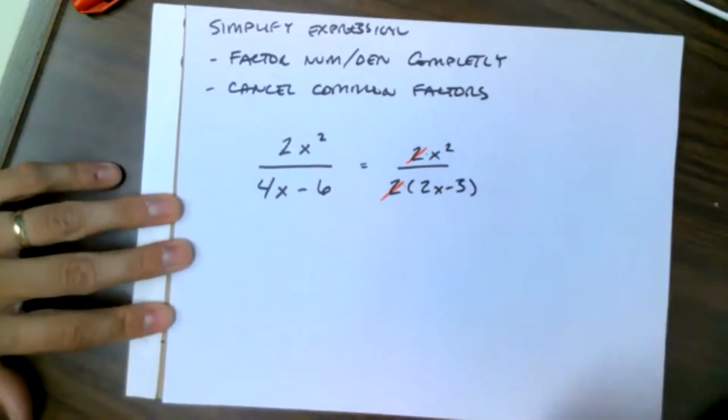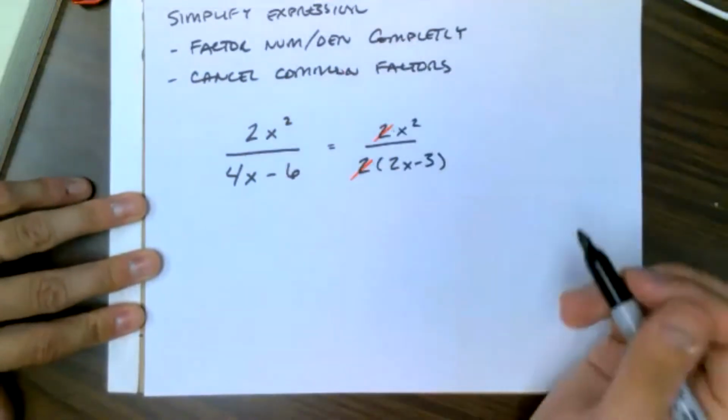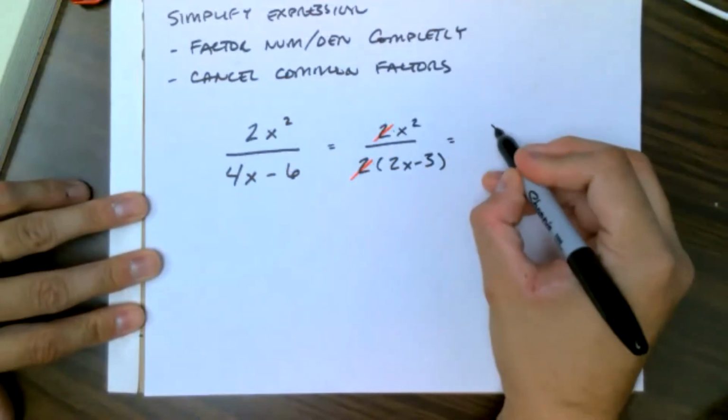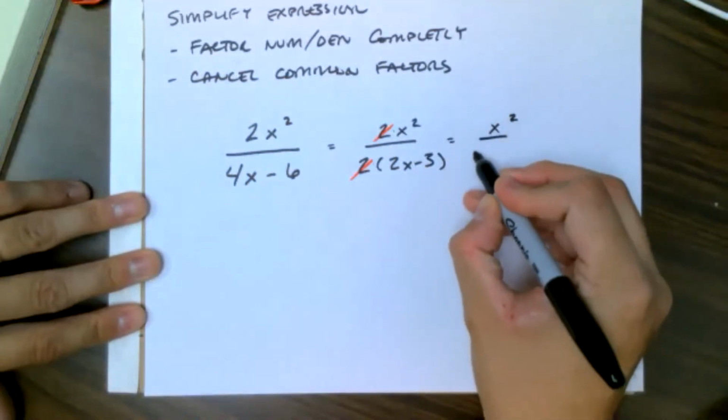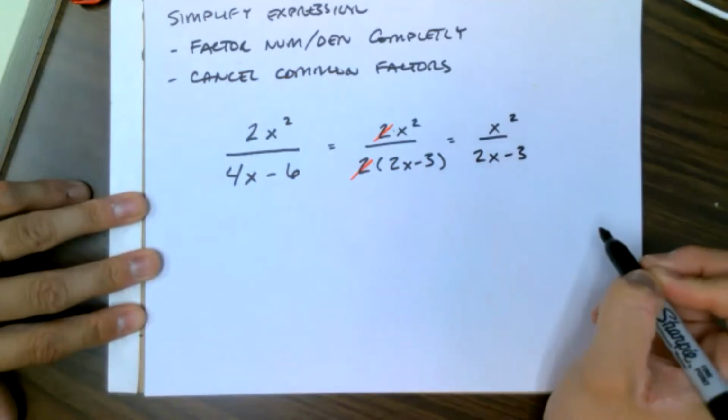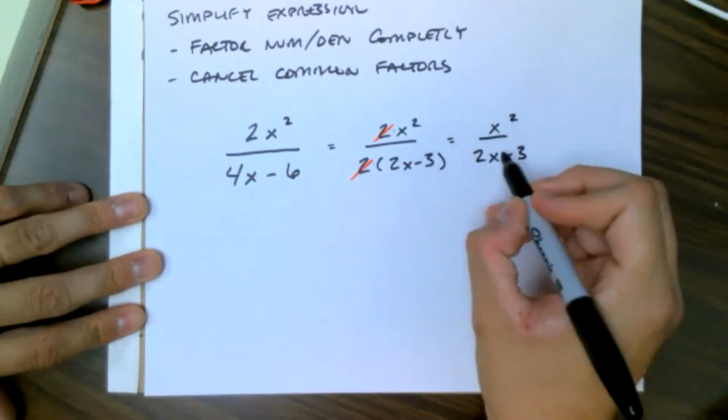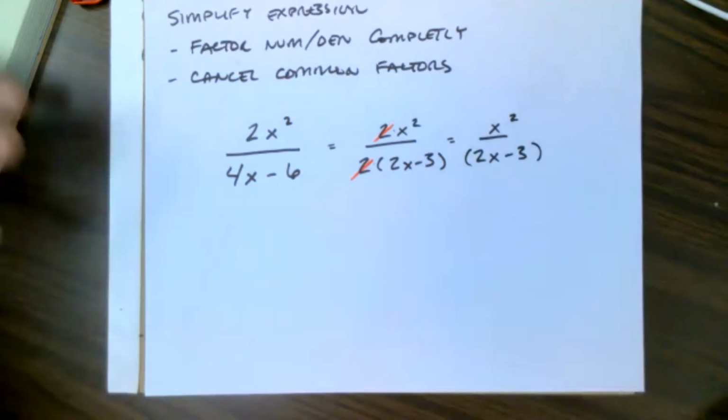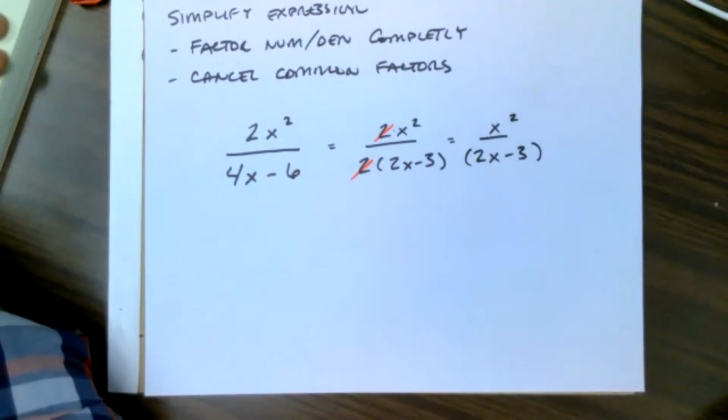So therefore, we're left with, I'm going to move it. I feel like I'm writing goofy. But this winds up being x squared over 2x minus 3. Now, you're more than welcome to leave the parentheses. I kind of like that habit, but you don't have to leave the parentheses.